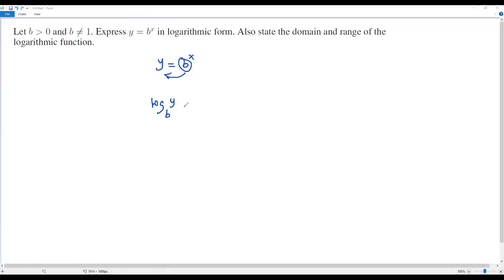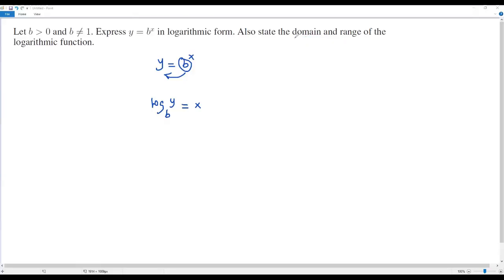We have this stuff on the left side. On the right side, the exponent x over here will become the base, that is x. Okay, now I have converted the given exponential function to logarithmic form. So now it's a logarithmic function. Now we have to get the domain and range.